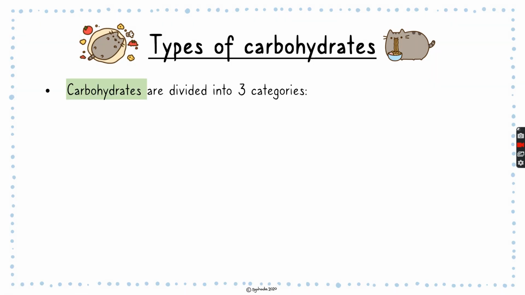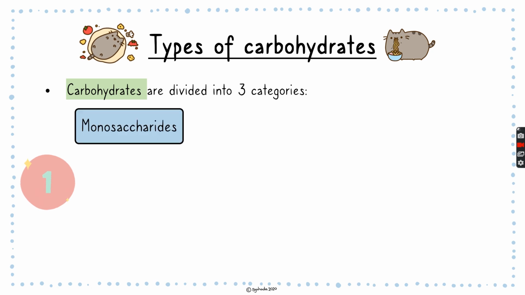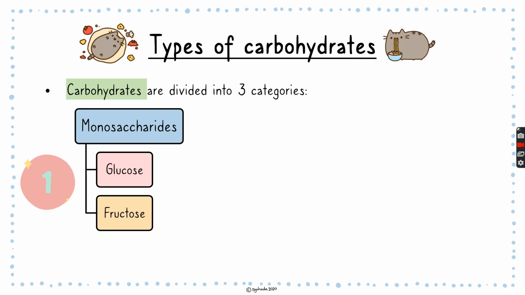So the types of carbohydrates that we have, number 1, are called monosaccharides. Just a fact here: mono means 1, and this word saccharide actually means sugar or sweet. So monosaccharides are the sweetest of all the carbohydrates. There are 3 examples. Number 1, glucose. Second, fructose. Third is galactose.